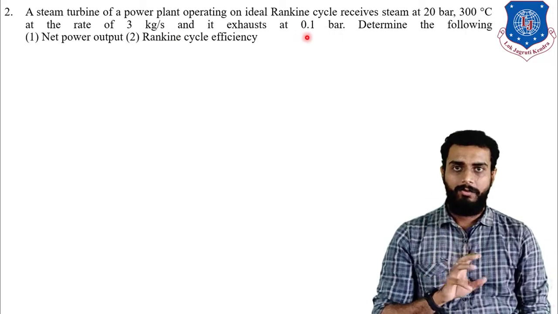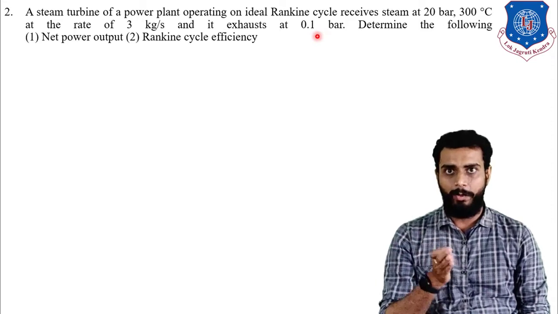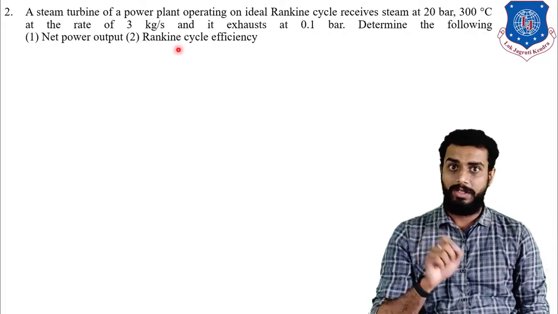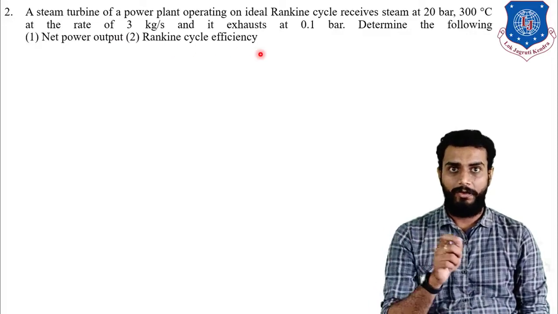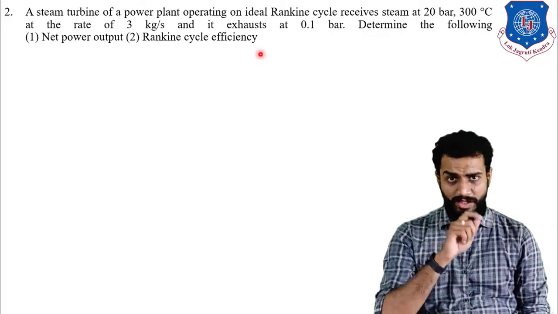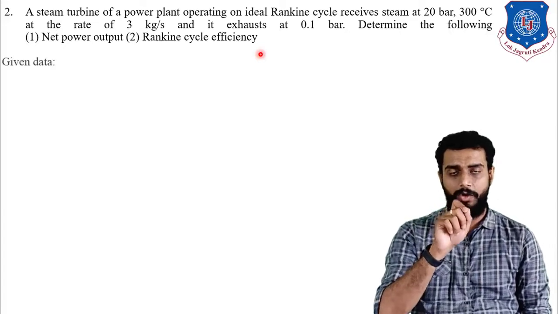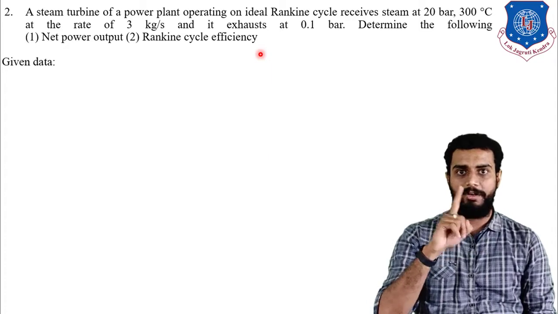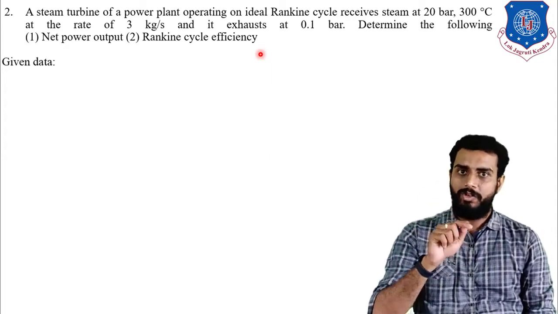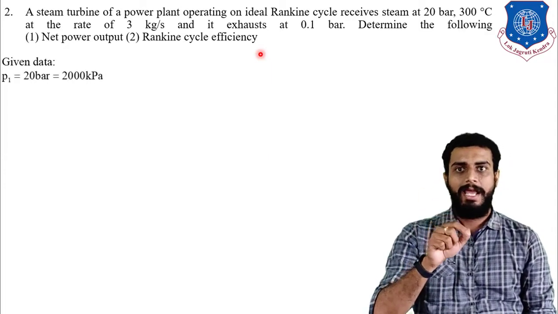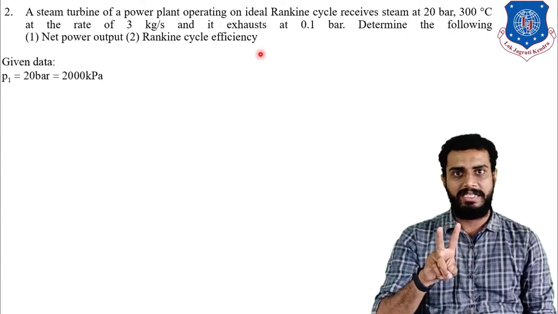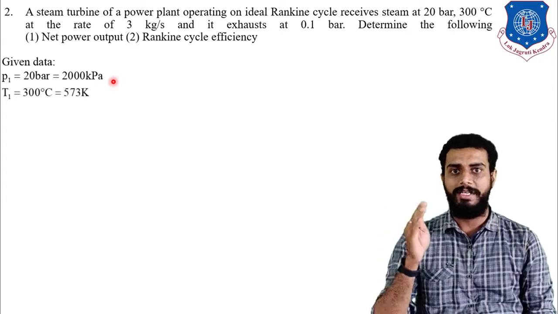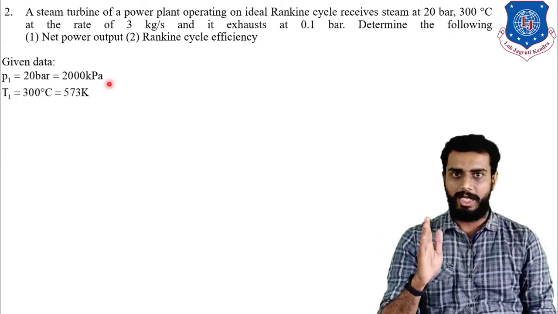Determine the following: net power output and Rankine cycle efficiency. So we will first write down the given data. As you can see from the first line, turbine. I will denote the inlet of the turbine as point 1. So I have pressure at point 1 and temperature at point 1. My P1 is 20 bar and my T1 is 300 degrees Celsius. P1 20 bar will be equivalent to 2000 kilopascal, right? That is the standard conversion.